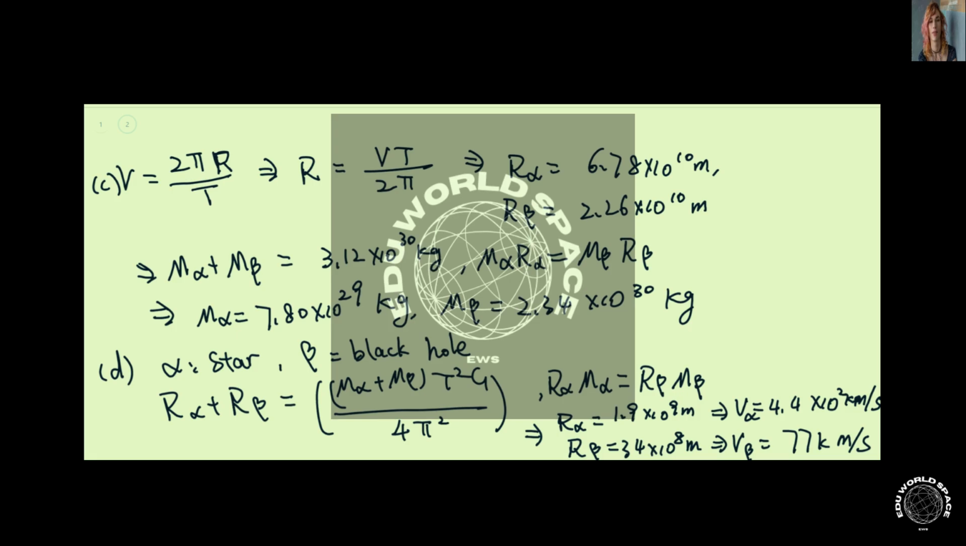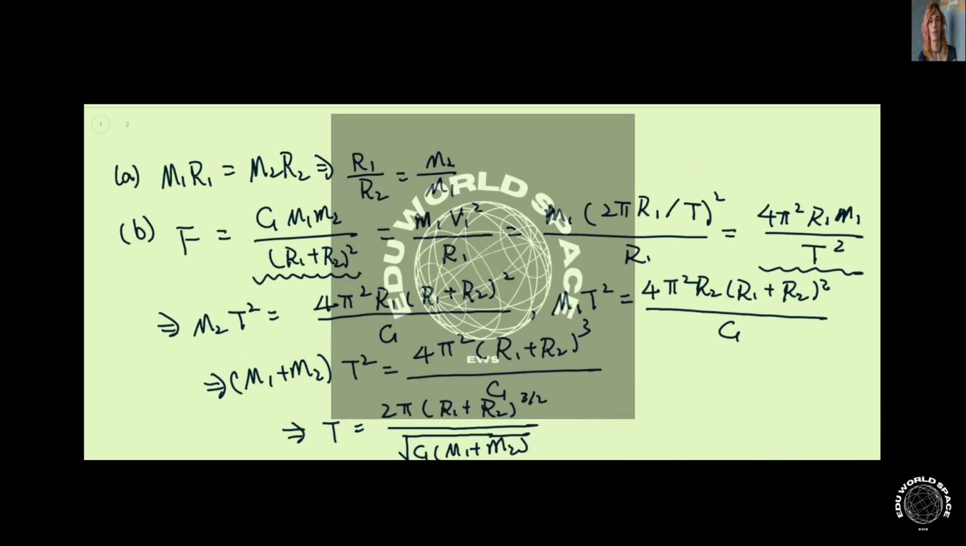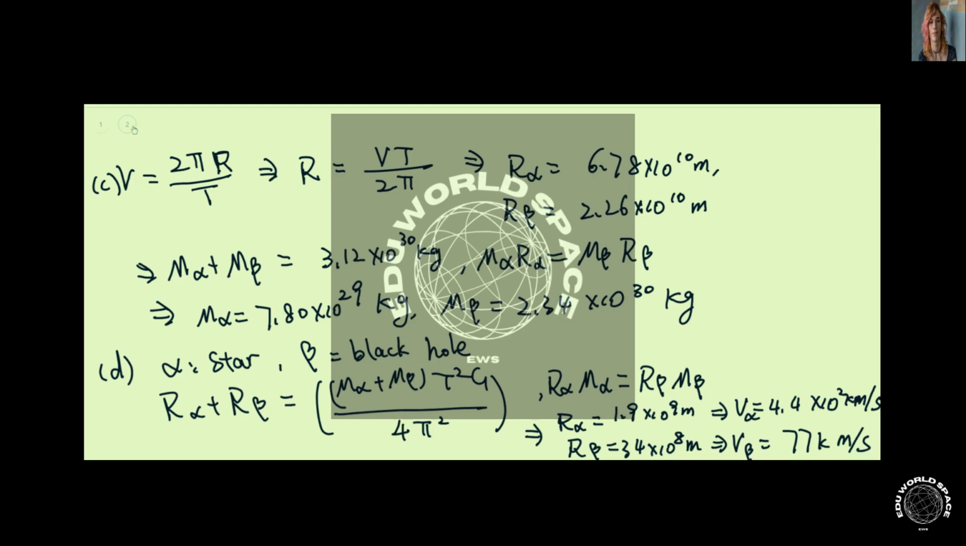Now, from this equation, we know the period. Now we know the radius. We can easily find, using this equation divided by the period squared, that the sum of mass alpha plus mass beta is equal to 3.12 times 10 to the 30 kilograms.